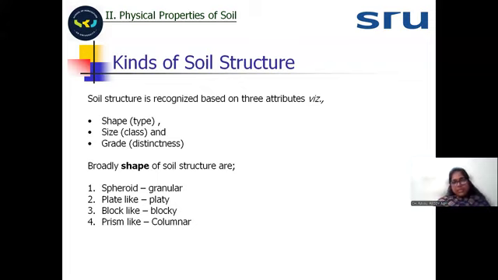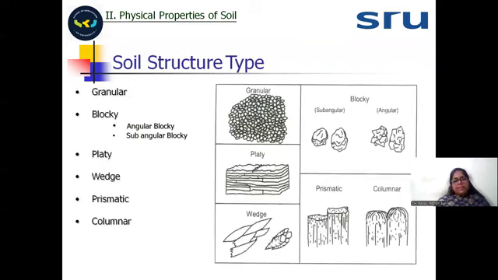So now first we will see how the soil structure is classified based on the shape. There are mainly four types of soil structure based on the shape. First one is spheroidal structure, second one is block-like structure, third one is plate-like structure, fourth one is prism-like structure. So you can see different images here. We will see them in detail.